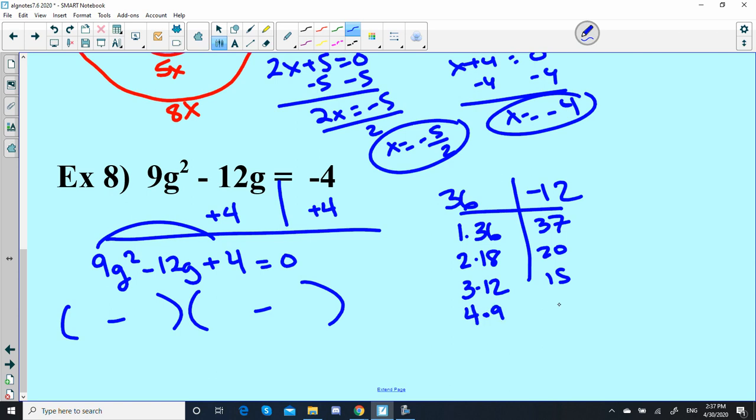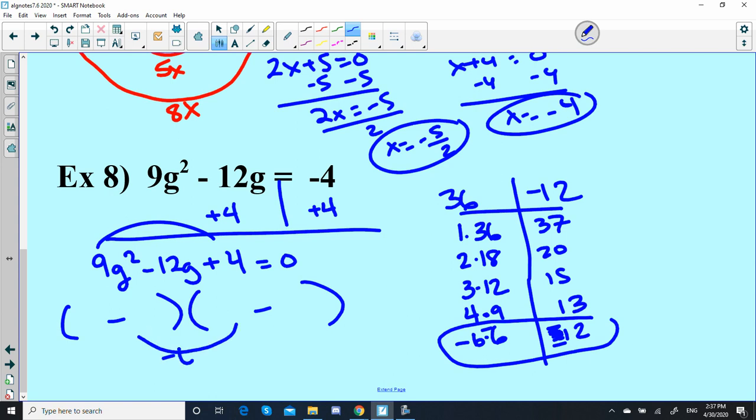4 times 9, when I add them, I get 13. That's not it. I'm close, though. How about 6 times 6? When I add them, I get 12. Okay, now let's deal with the sign. This is it, but we've got a negative 12 here, which means that both of these have to be negative. Negative times negative is positive 36. And then negative 6 plus negative 6 is a negative 12, which is what we wanted. So they're both negative. Underneath here, we want to put negative 6x and negative 6x. And it equals 0. So we still have to solve it once we figure out this part.